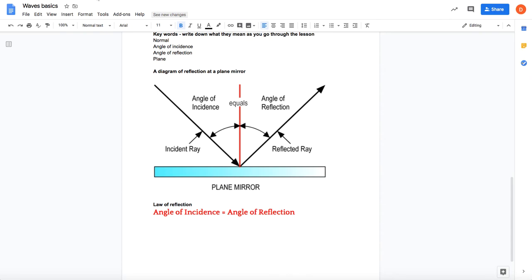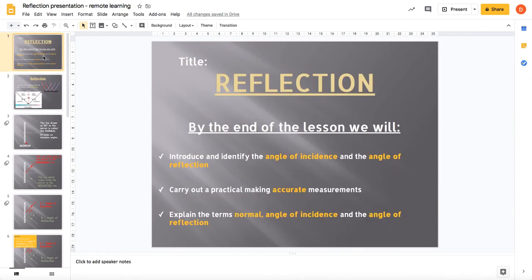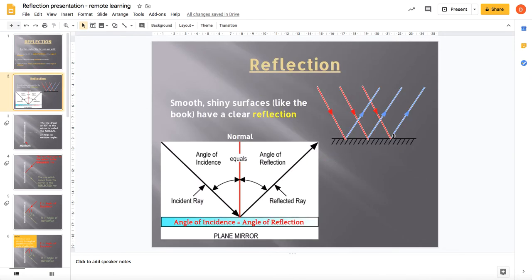Now, let me take you to the presentation that you're going to work through here. This is on Classroom for you, along with that document we were just looking at. So we looked at reflection last time, where we looked at how you can have regular reflection, which we're getting today from the plane mirror, the flat mirror. And we also looked at the scattering effect of having a rough surface. Look back at that if you're not sure.